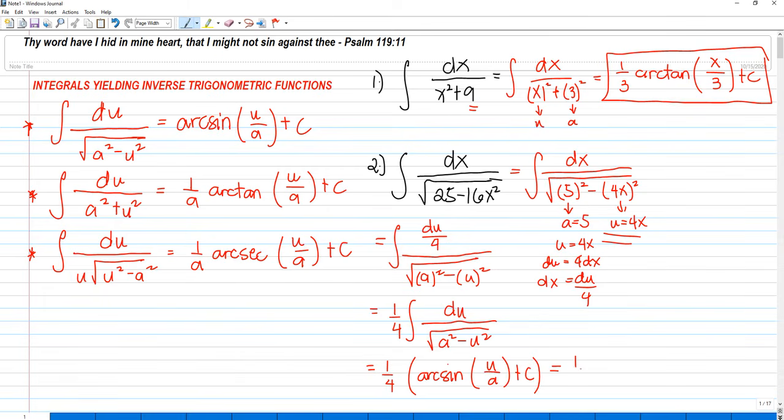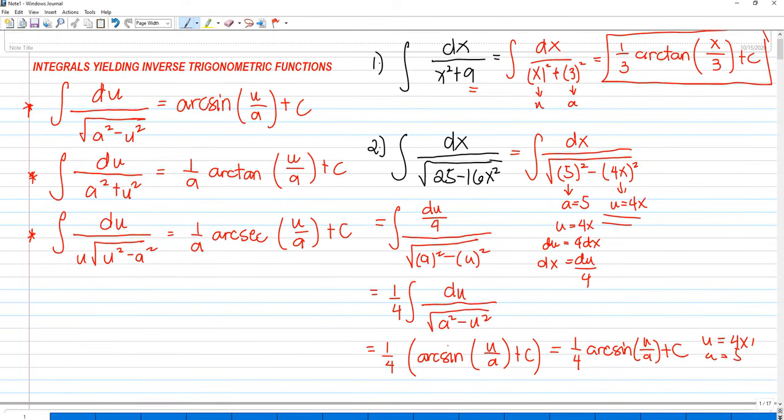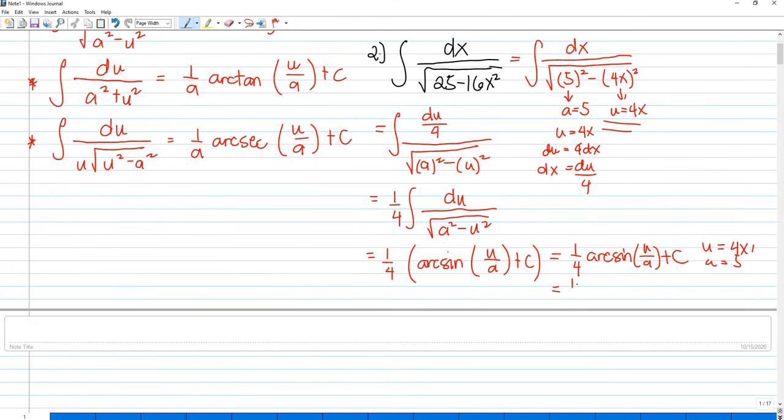This is equivalent to 1/4, distributing the 1/4: 1/4 times arc sine of u all over a plus 1/4 times the constant, which is still plus c. But remember that our u is equal to 4x and our a is equal to 5, so we have to back substitute that. So we have 1/4 arc sine of u, which is 4x, all over 5 plus c. So this should be our answer for the second problem.